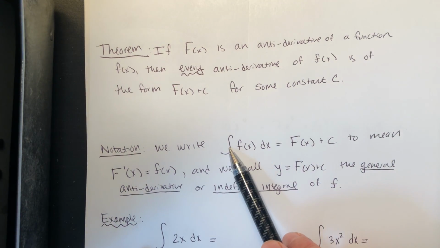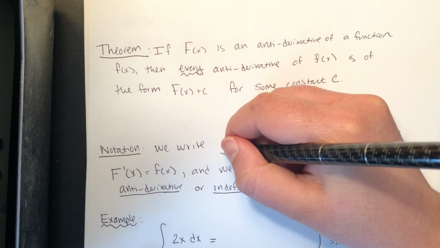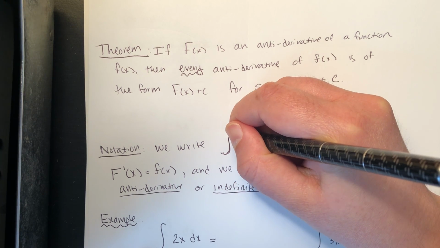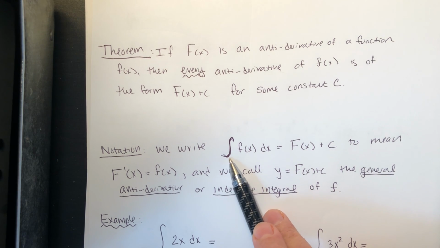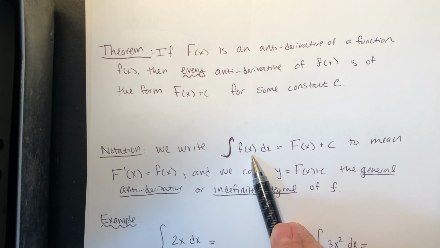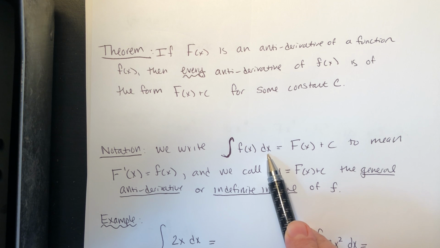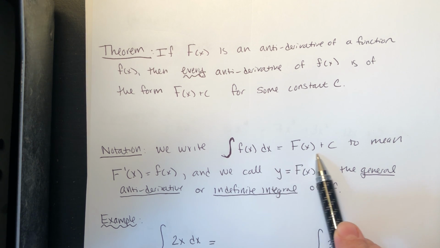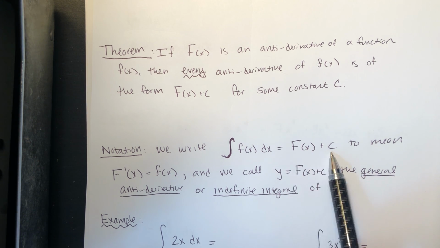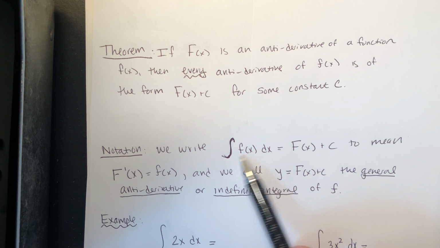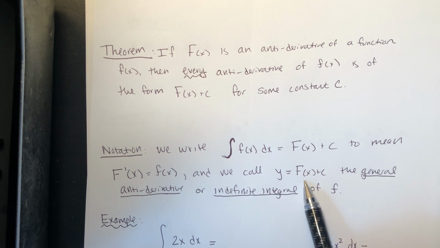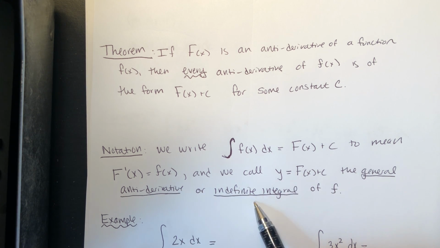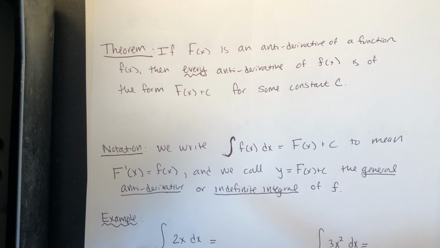So we have notation for this. We would write this integral symbol, which is like a long stretched out S almost. We write that the indefinite integral of f of x with respect to x is equal to big F of x plus c, to mean that the derivative of big F is this little f function, and we would call this function y equals big F of x plus c the general antiderivative or the indefinite integral of f.